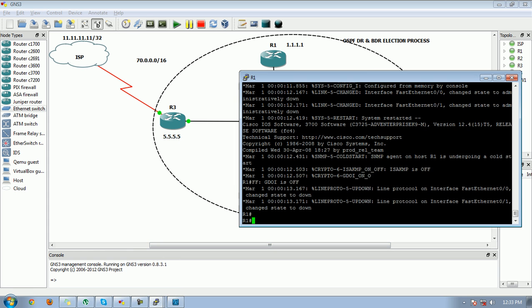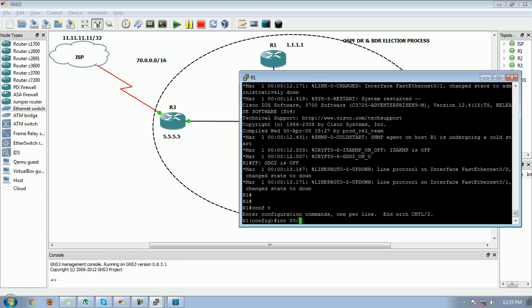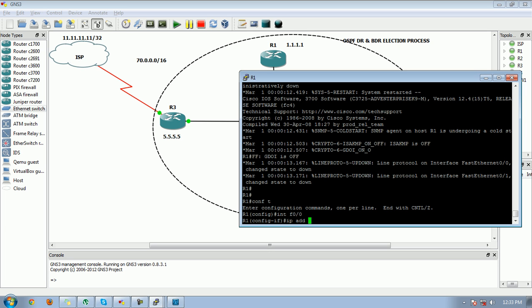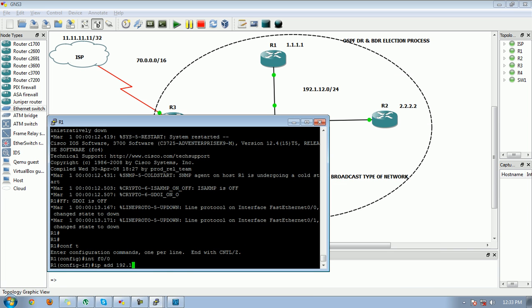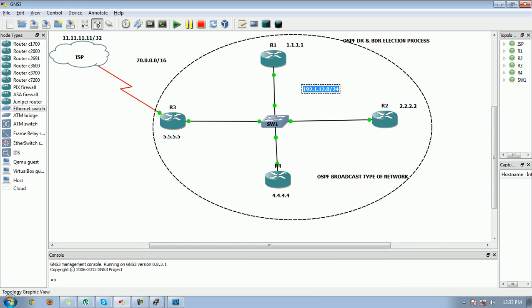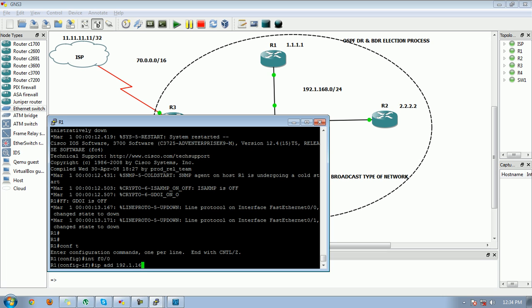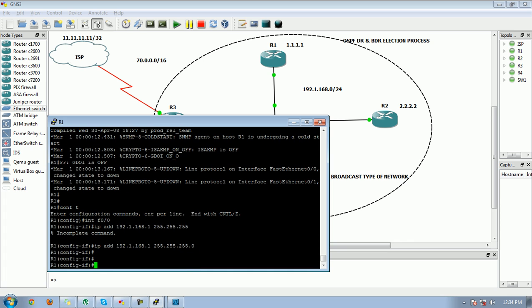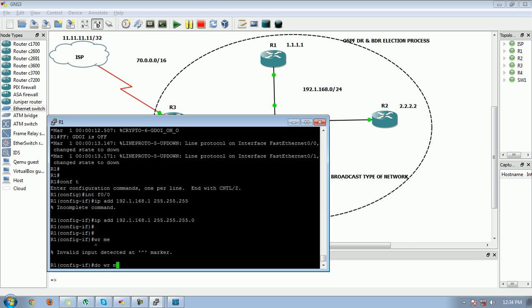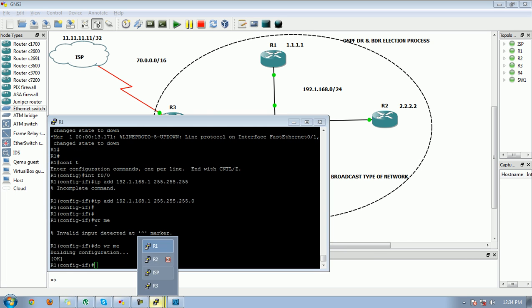I'll configure router 1, IP address. Interface FastEthernet 0/0. IP address 192.168.1.1, 255.255.255.0. I'm not going to create any loopback right now. Let it create later. We finished R1.